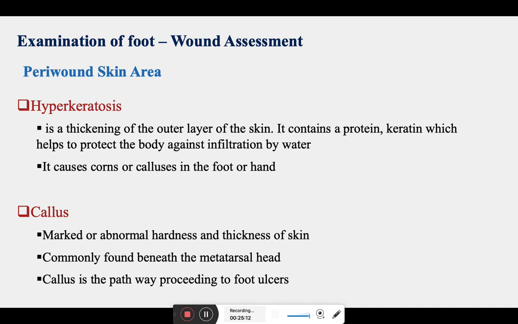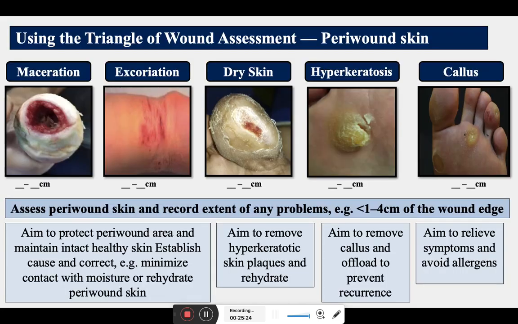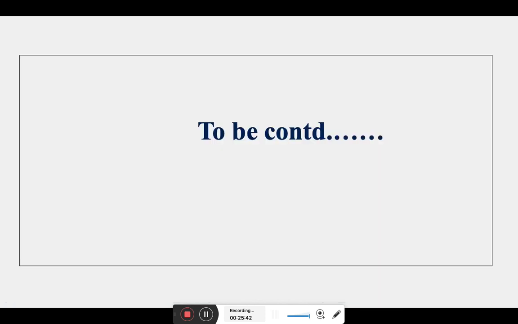The history part can be recorded by our assistant, but as far as examination is concerned, that is our duty as clinicians, to look for all these things when we are going to examine a wound. And this is the overall picture of how the maceration looks, how the excoriation is, dry skin, hyperkeratosis and callus formation. And as I said, the peri-wound area is 1 to 4 centimeters from the wound edge. Now that is all about history taking.